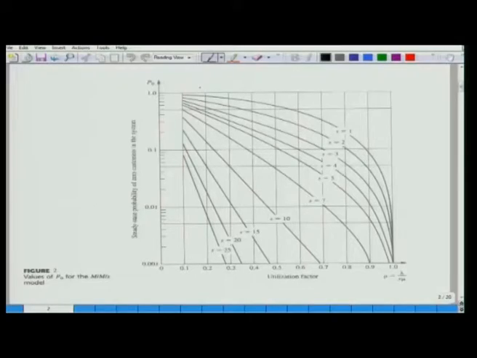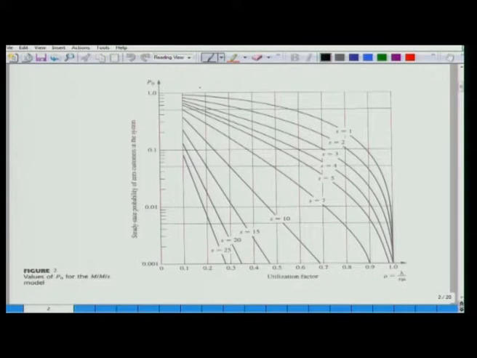So, figure 2 I just want to explain. Here you see the horizontal axis is the utilization factor, that means rho equal to lambda by S mu. So different values of rho going from 0 to 1, and the vertical axis is the steady state probability of 0 customers in the system.